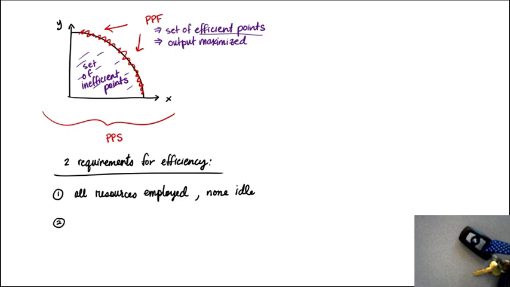That's where the second criteria comes in. And the second criteria says that resources must be allocated to their most valued use. Resources must be allocated to their most valued use.